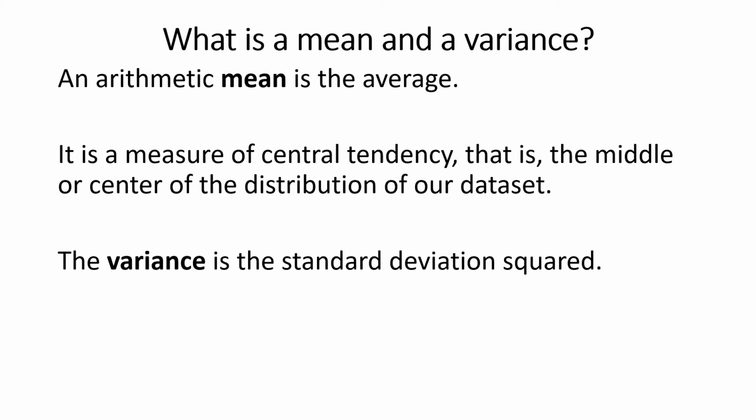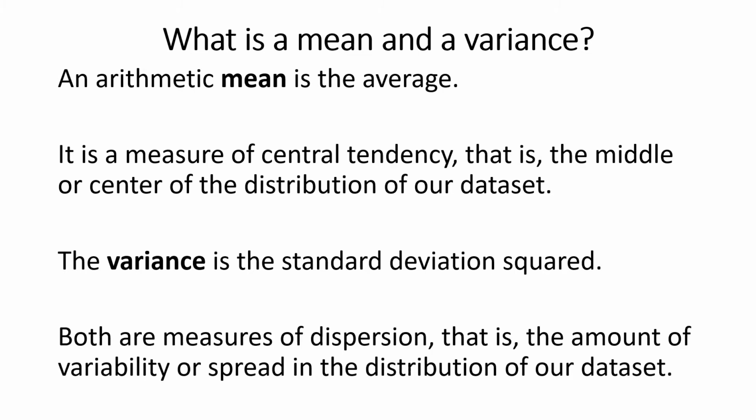The variance is the standard deviation squared. So you're more familiar with standard deviation, but you've seen variance as well. And so standard deviation, when you square it, that gives us the variance. Both of these, so both variance and standard deviation, are measures of dispersion. So that means that they measure the amount of variability or spread in the distribution of our data set, right?